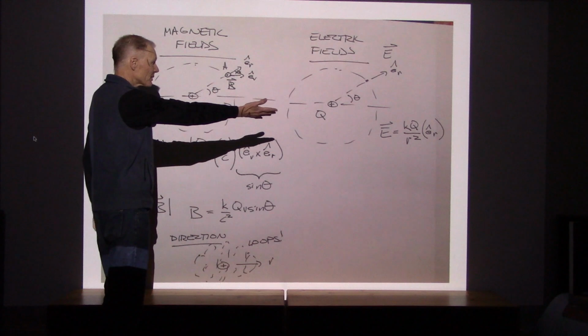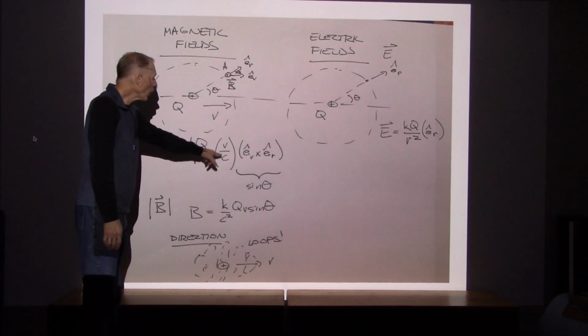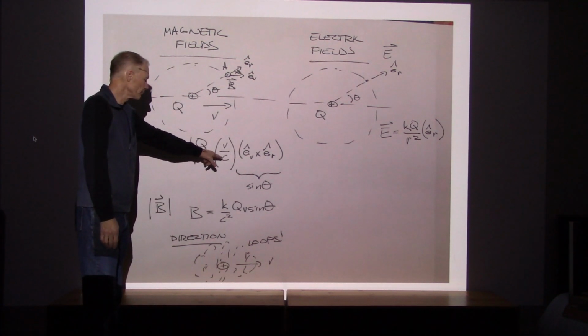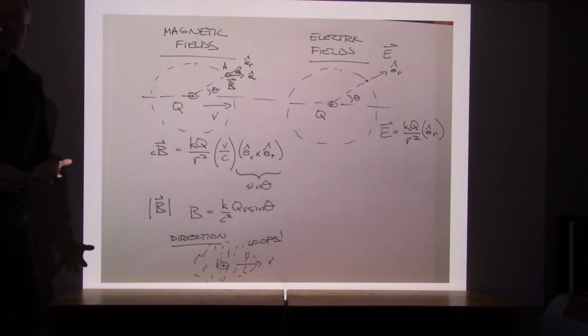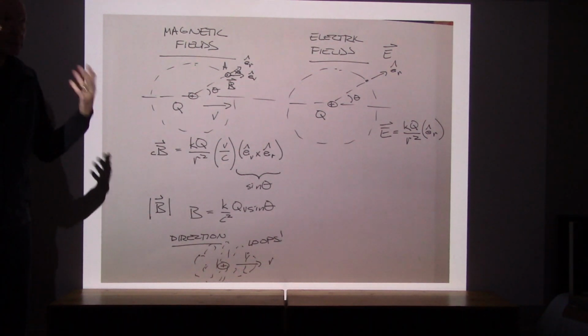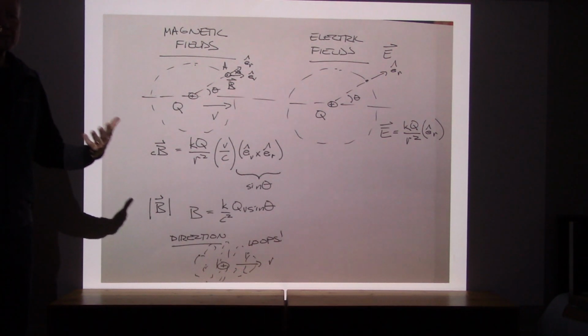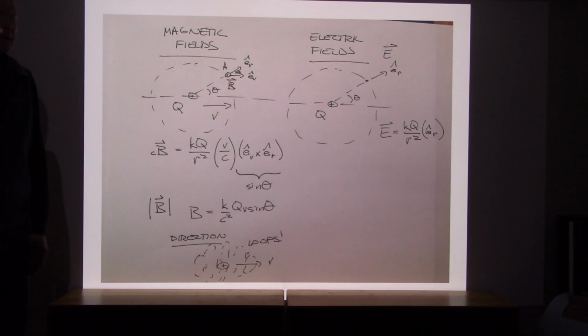Well, so far it looks the same as the electric field. Oh, but there's a factor of v over c. And remember, c here is the speed of light. That's 3 times 10 to the 8th meters per second. It's a really, really high speed, at least from our everyday experience. That seems like a really high speed.